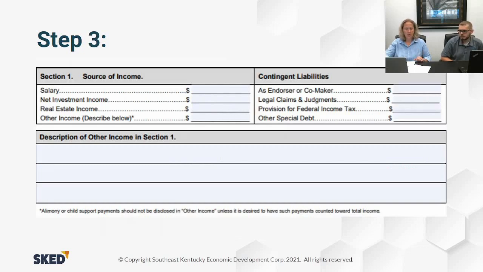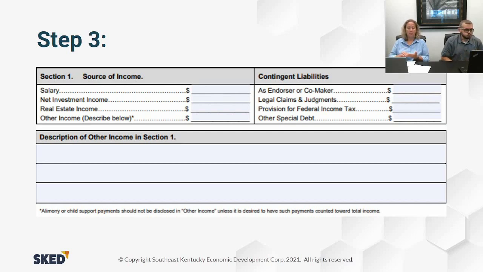The next section is going to ask you about your sources of income, your contingent liabilities, and descriptions of things in the above section. So obviously you're going to put your salary, and if you're married, you put your spouse's salary in there as well.